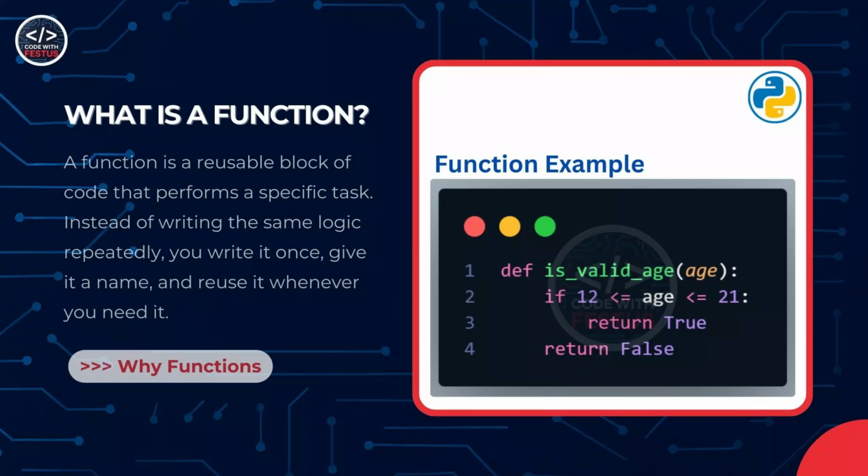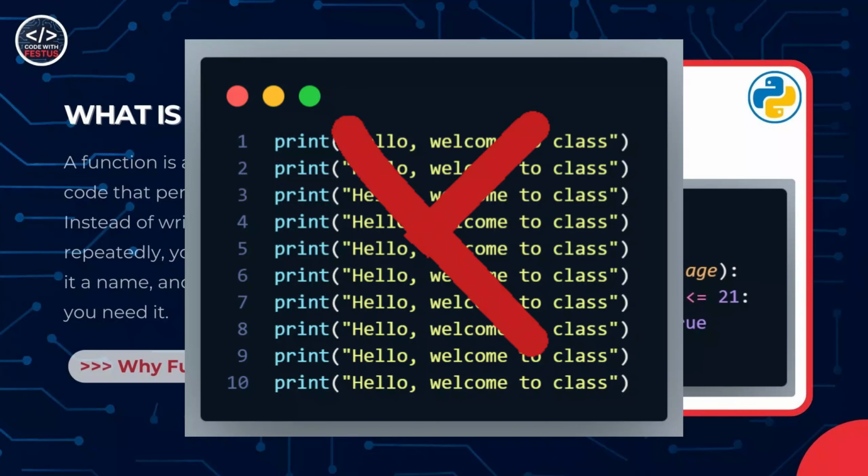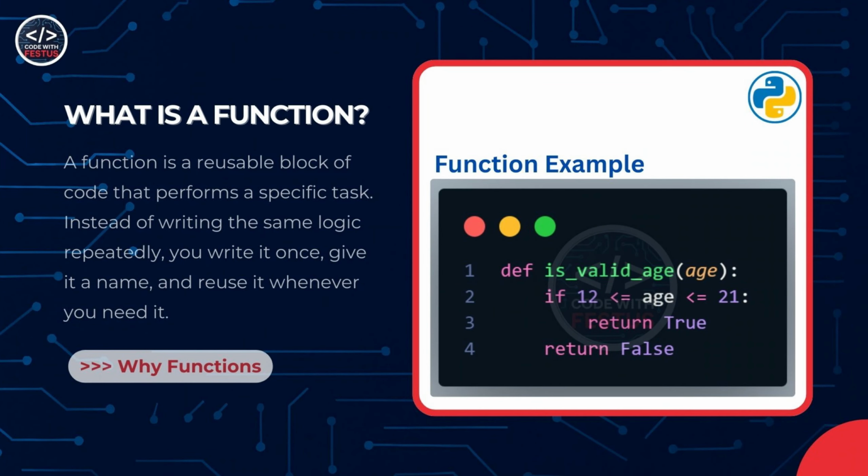What is a function? A function is a reusable block of code that performs a specific task. Instead of writing the same logic repeatedly, you write it once, give it a name, and reuse it whenever you need it. Imagine a classroom. A student walks in. The teacher says, "Hello, welcome to class." Then another student walks in. The teacher says again, "Hello, welcome to class." And again, and again. The teacher is repeating the same behavior. A function is like giving that repeated behavior a name. Instead of manually greeting every student, we define a greeting routine.